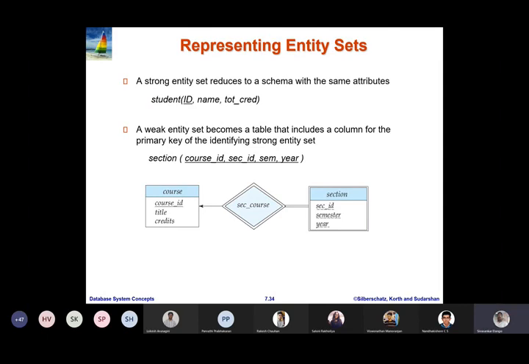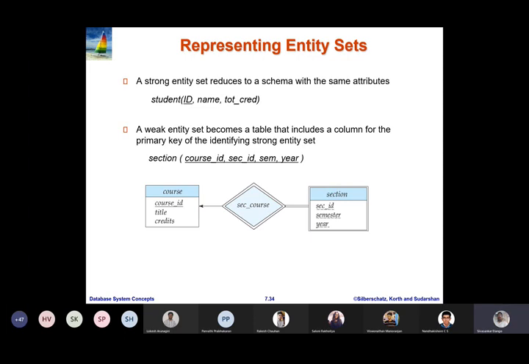right? So student is a strong entity, so we are going to reduce it to a relation student with the same set of attributes like id, name, and total credits. Whereas whenever you are going to represent a weak entity, right, then you need to find the strong entity on which the weak entity is dependent, and we need to include the primary key of the strong entity with the other attributes that are present in the weak entity, right?